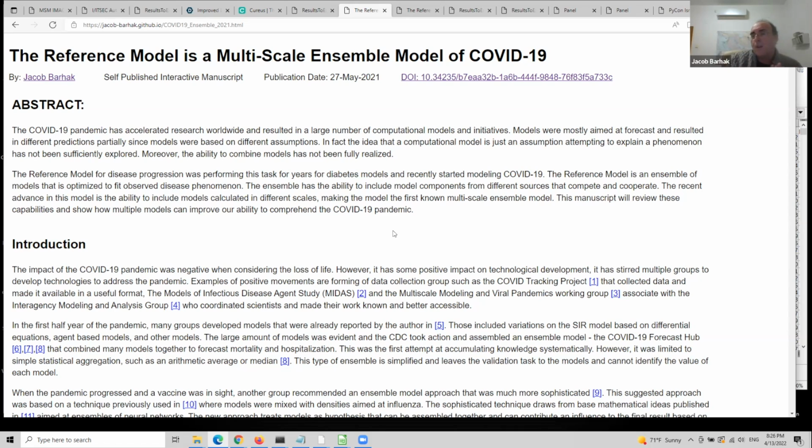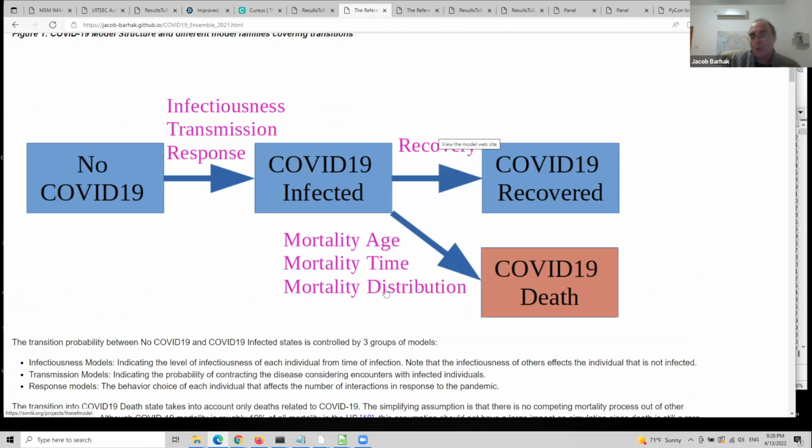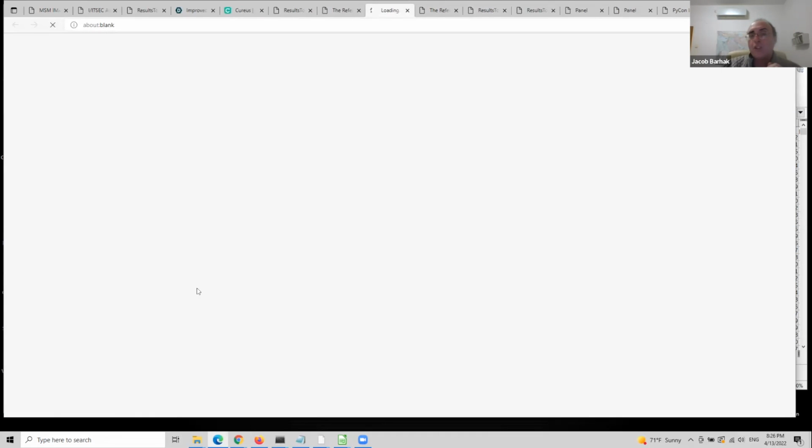There was a big working group on viral pandemics. Beyond that, I'm connected to the Midas folks. Because Midas gave me some money, and because of those interactions, I was able to go ahead and improve my model. Now it became an actual ensemble model. Ensemble model means I have multiple models coming from multiple sources in the literature that are running, and the system is trying to match them as best as possible.